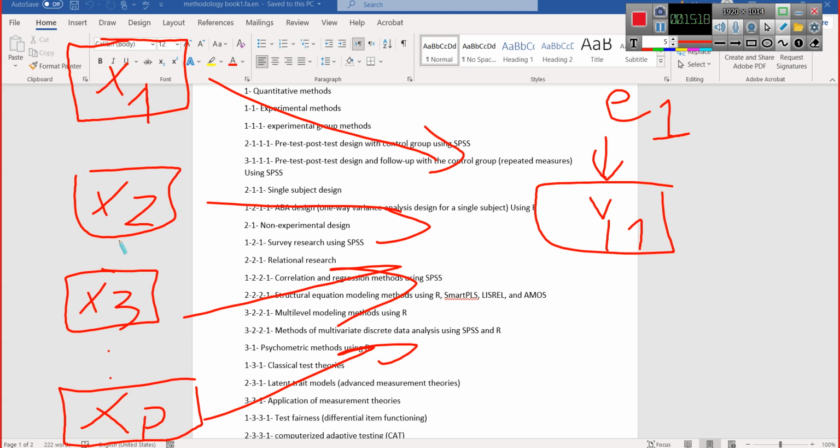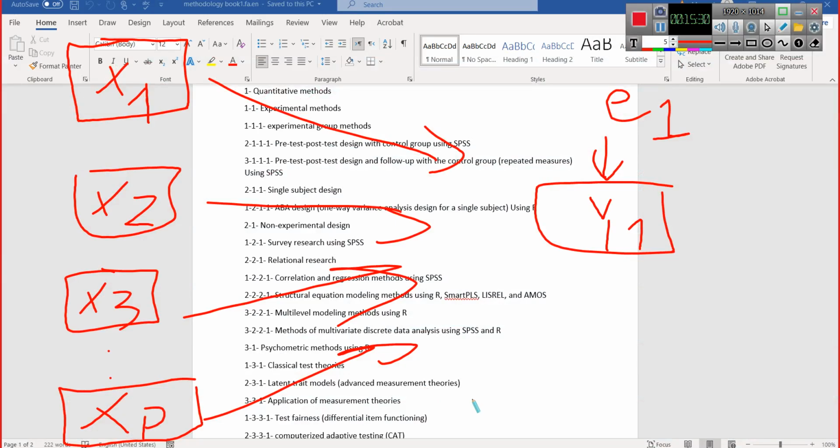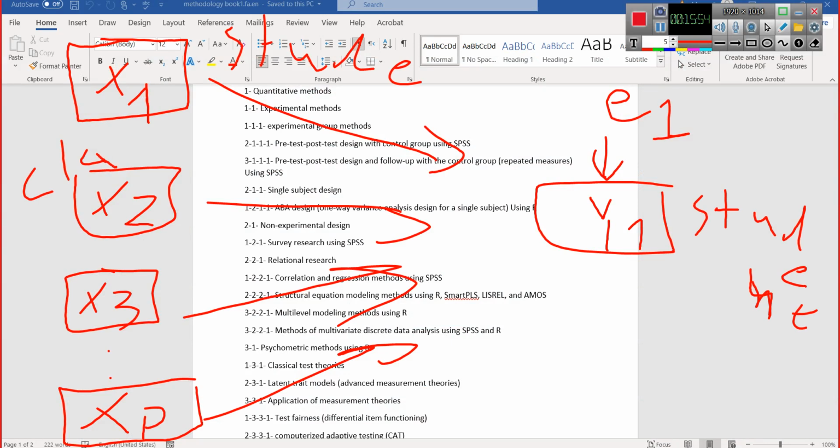For example, you may have the criteria variable at the level of student, okay, and the predictor variables may be from the student level, class level, and the school level.